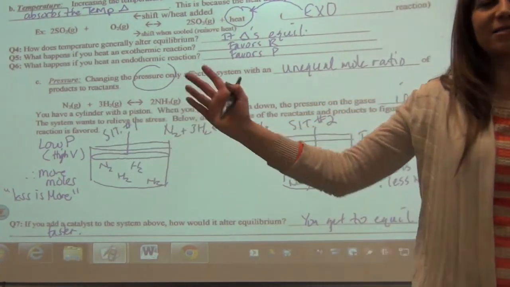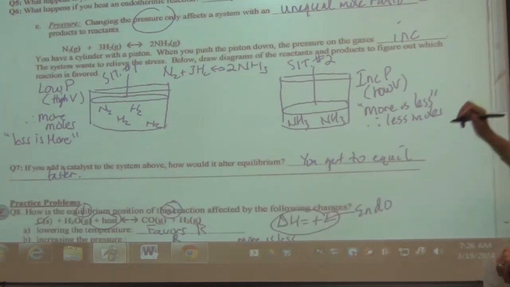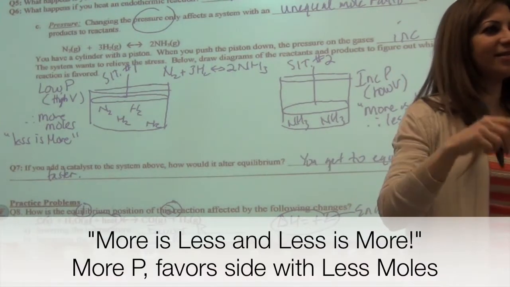They're not in different flasks. They're in the same flask. So just making sure that you keep that in mind. Okay, and then pressure. I use the "more is less and less is more."